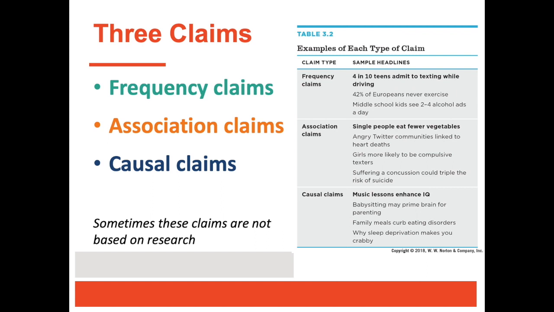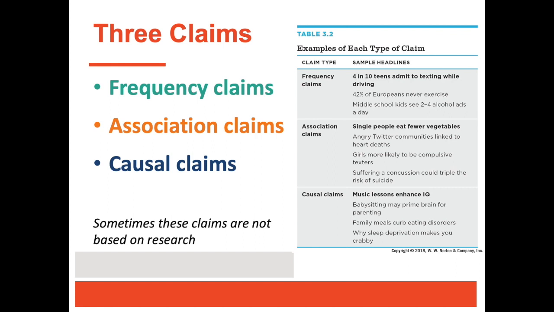So with that in mind about variables, the 3 claims the book talks about are the frequency claims, association claims, and causal claims. Frequency claims are just a single variable measured and essentially counted. So 4 in 10 teens admit to texting while driving. So that is a frequency claim. There's 4 in 10. 42% of Europeans never exercise.